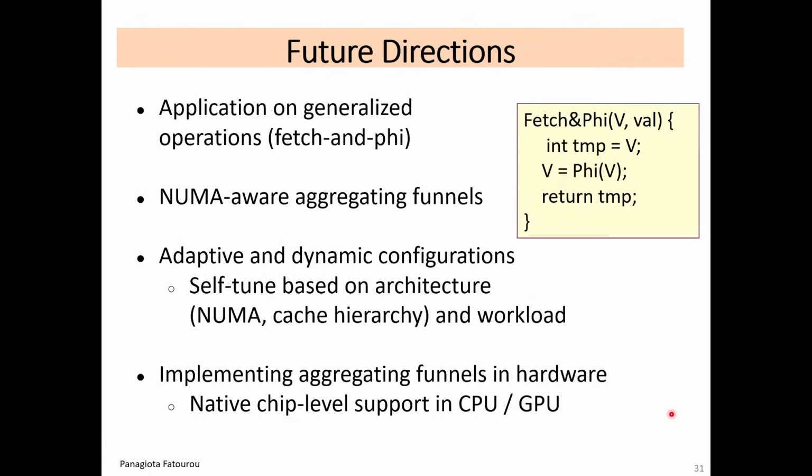Here are some future directions. We have applied our technique on fetch and add, but we believe that the same technique works for fetch and store, fetch and add, and other such primitives. But what about fetch and phi, where phi is some function? That is a more general primitive, and there we may need some kind of characterization. So phi may have to have some properties in order for the scheme to be able to work. This is a very nice direction for future research.